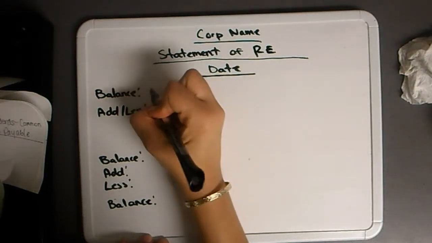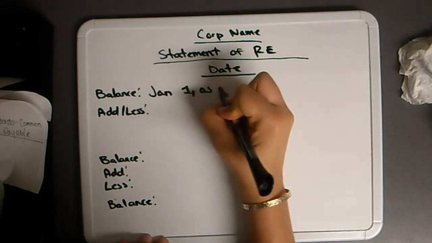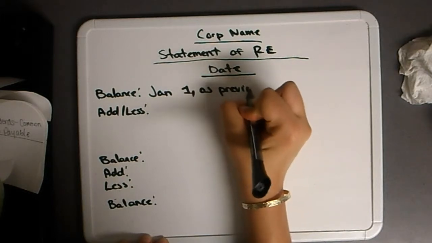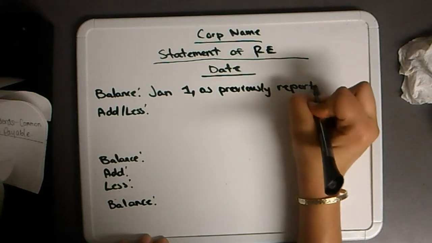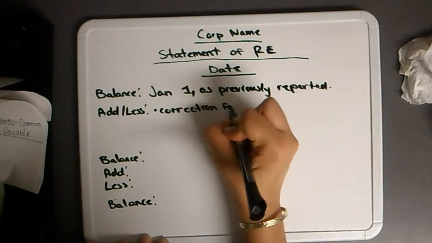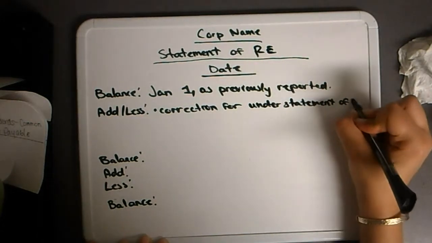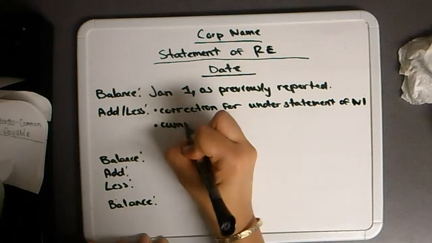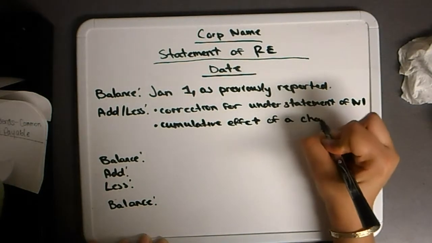This is a statement of retained earnings. On the first line, you write the balance of January 1st as previously reported. This is the second line where you add or subtract a correction for understatement of net income due to unrecorded sales in the prior period, or the cumulative effect of a change in accounting principles.